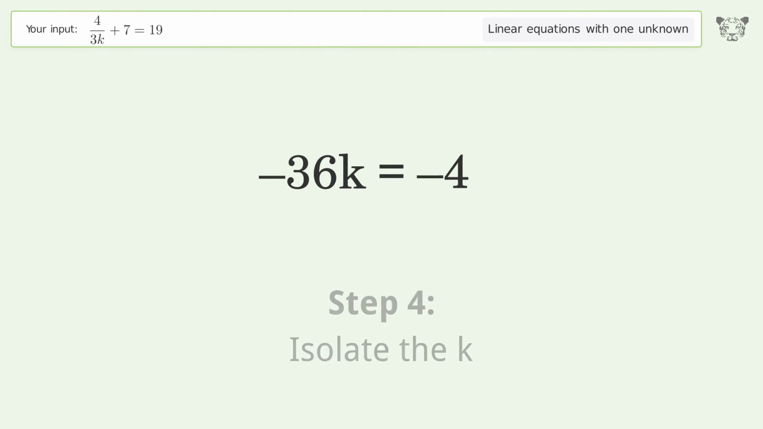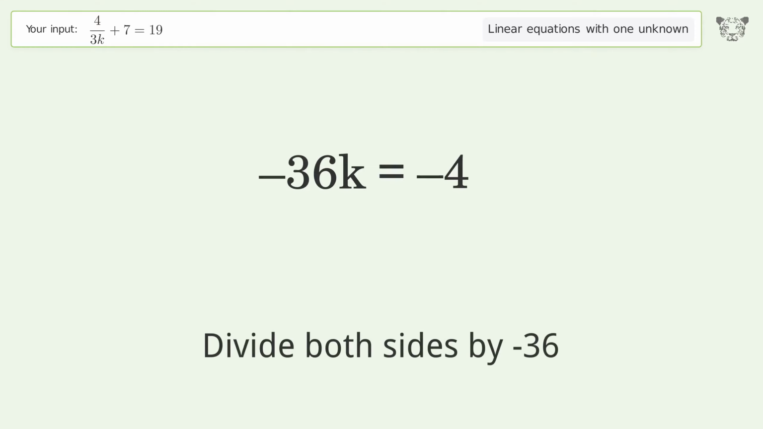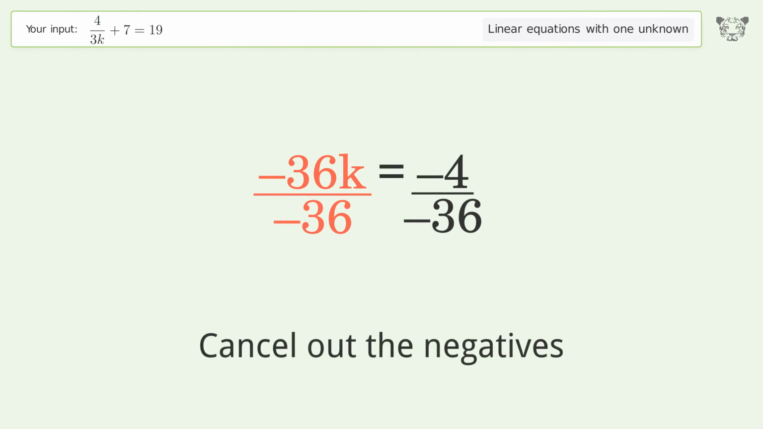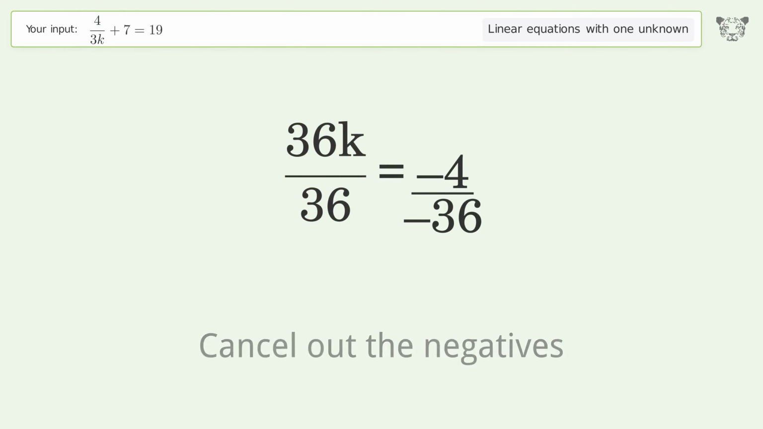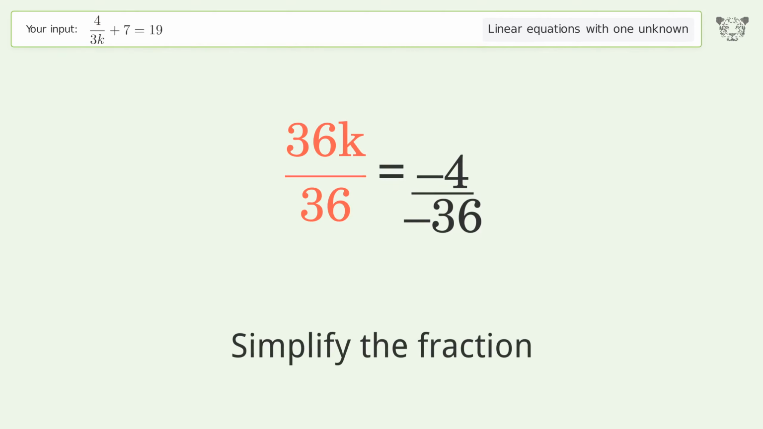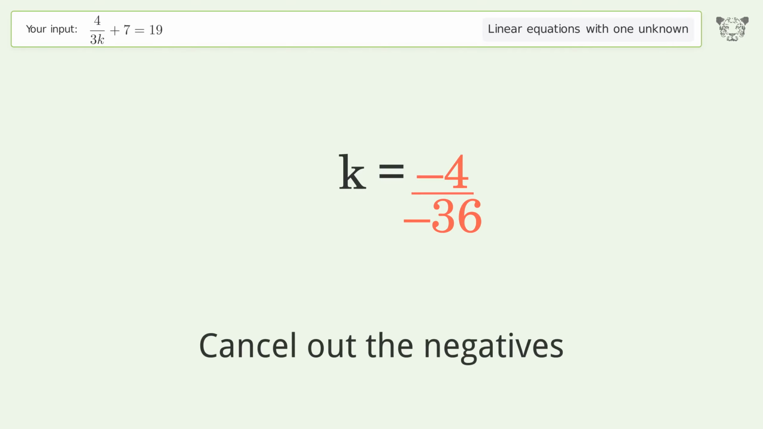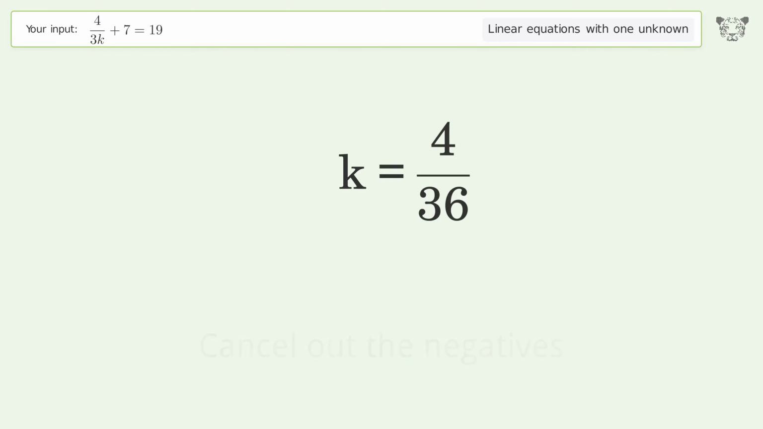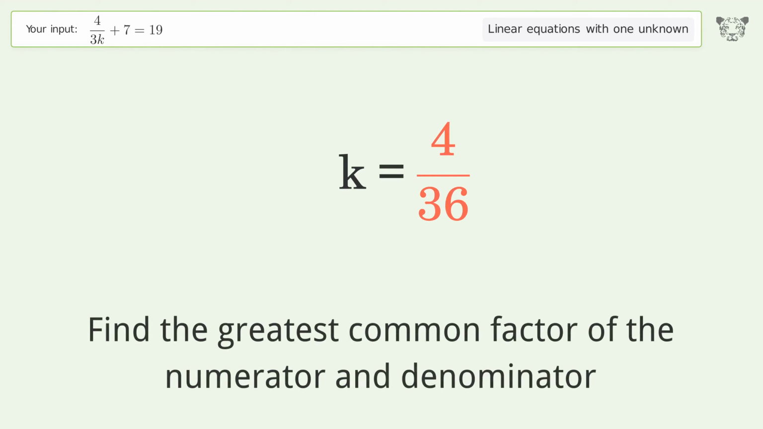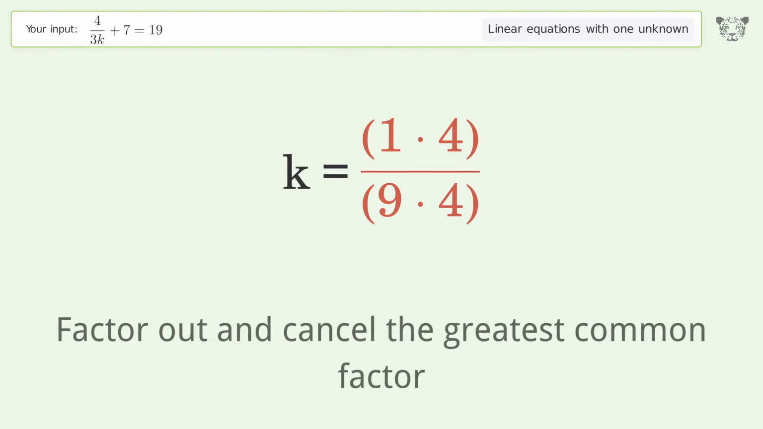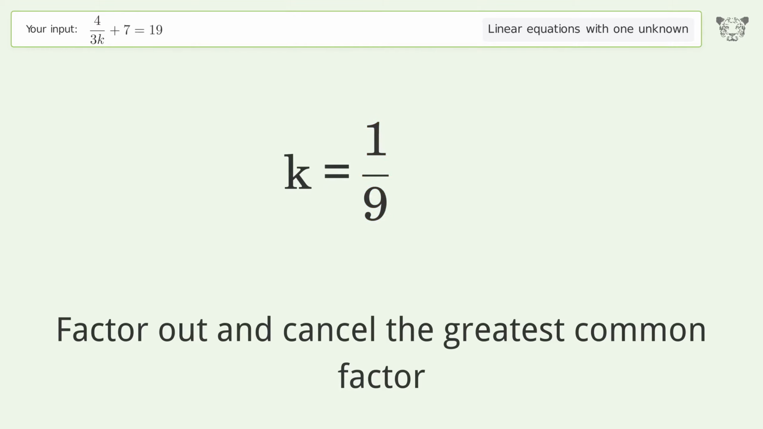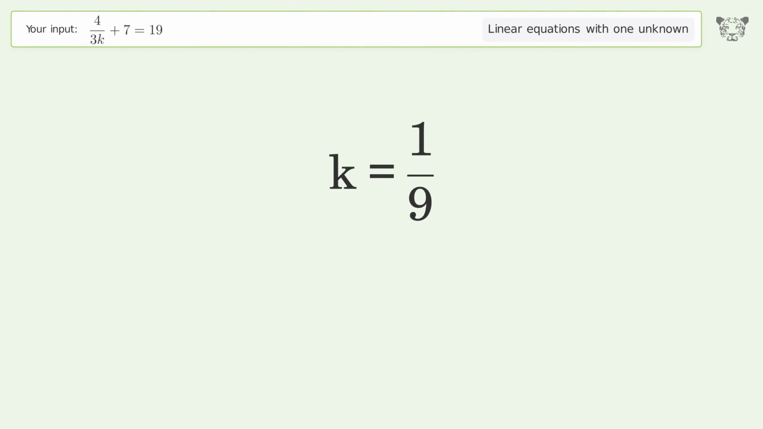Isolate the k. Divide both sides by -36. Cancel out the negatives. Simplify the fraction. Cancel out the negatives. Find the greatest common factor of the numerator and denominator. Factor out and cancel the greatest common factor. And so the final result is k equals 1 over 9.